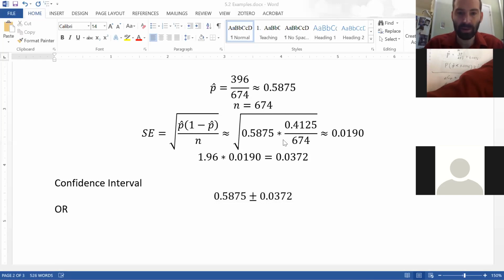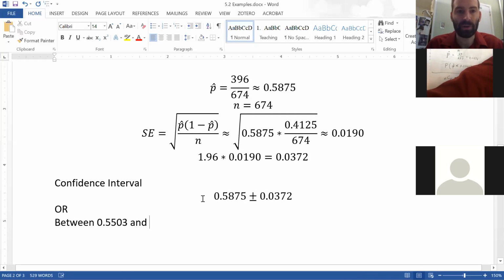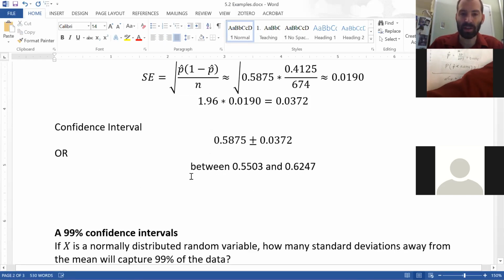So I'm going to take 0.5875 and subtract 0.0372. That's 0.5503. And then I'm going to do the same thing, but add that number. That's 0.6247. Right. Two ways of writing the confidence interval.